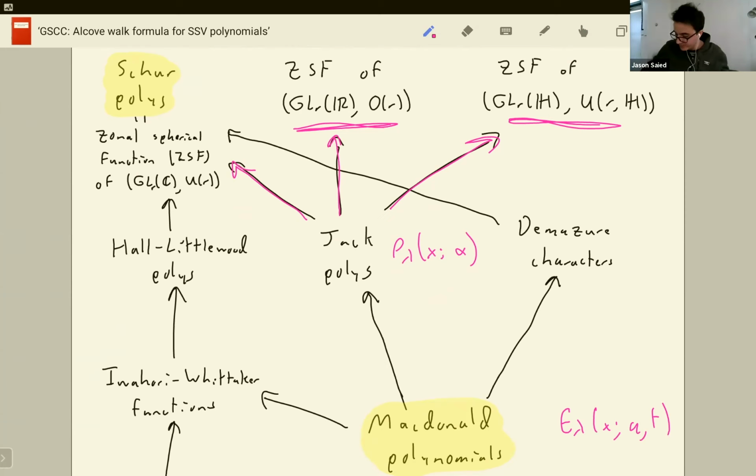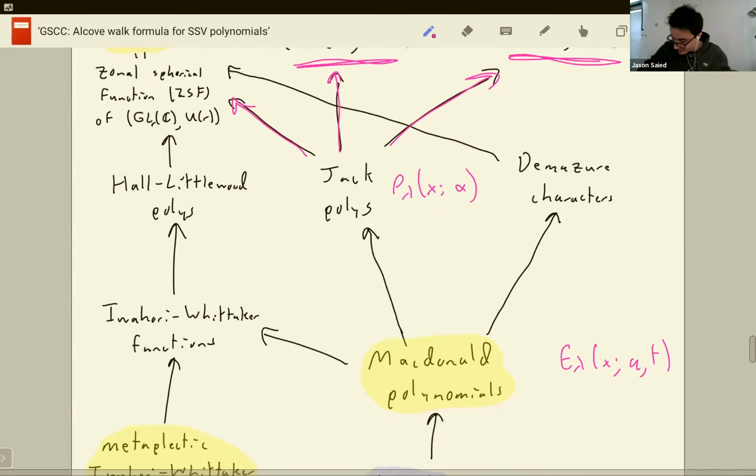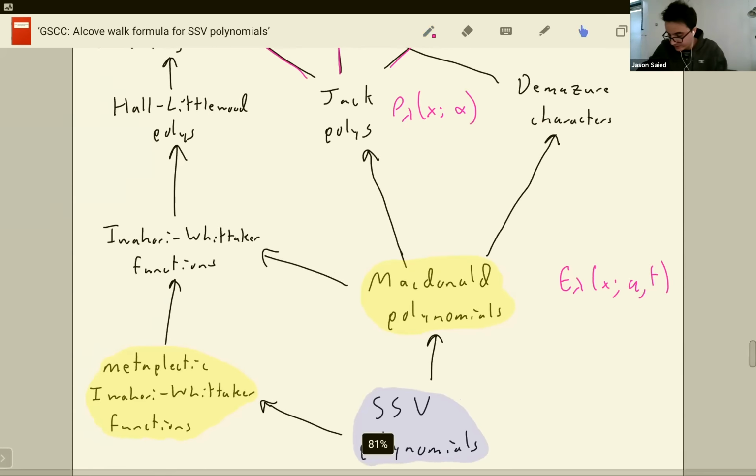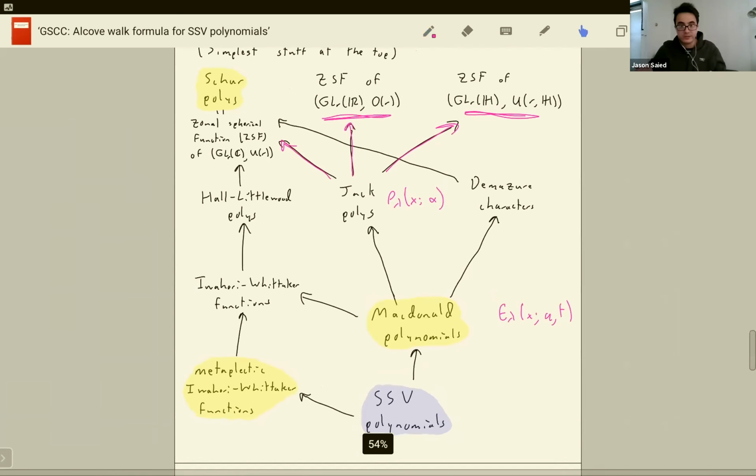But I decided to take it one step further, or really my advisor did. They discovered a family that I call SSV polynomials. And these generalize Macdonald polynomials, but also these other things known as metaplectic Iwahori-Whittaker functions. So these Whittaker functions have to do not with GL_n, but with certain covering groups of GL_n that are not algebraic groups. So there are these interesting number theoretic objects that until now were not part of the family of Macdonald polynomial stuff. But now we can learn something about Whittaker functions by studying these SSV polynomials. And so I want to tell you a little bit about those.